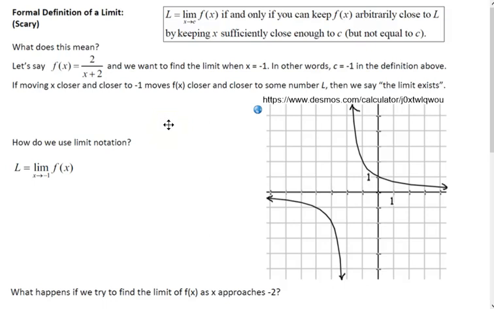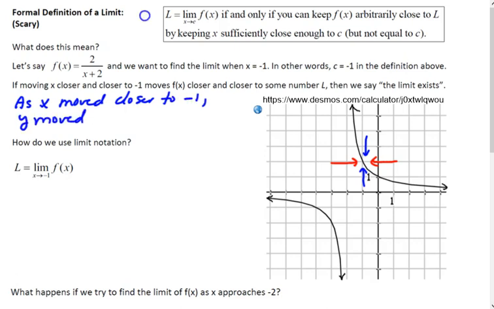So we saw from the Desmos file an illustration of this definition of the limit. We said as we kept moving x closer to -1, we found out that y was moving closer to 2. So I'm going to write that down. As x moved closer to -1, y moved closer to +2.